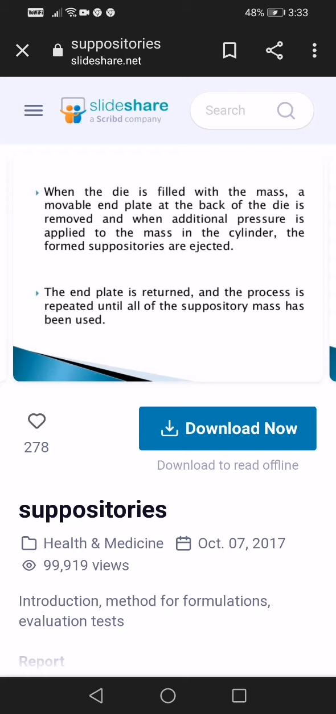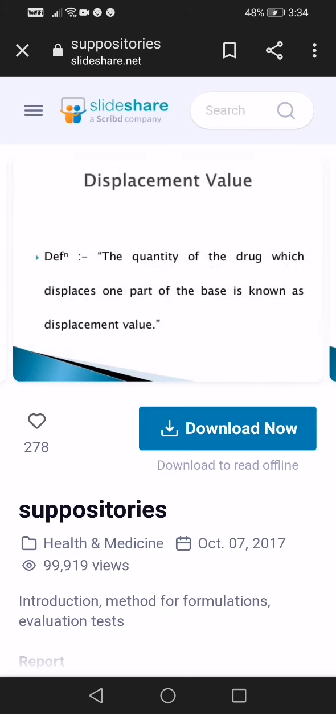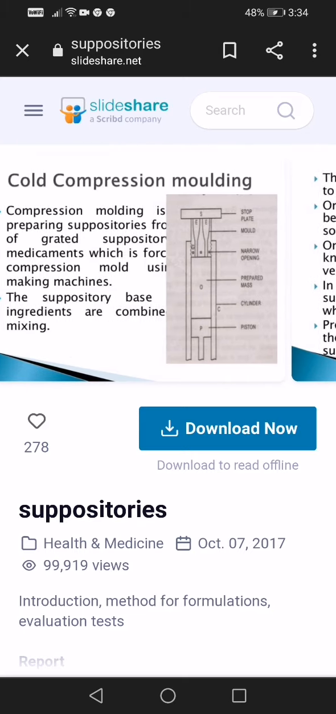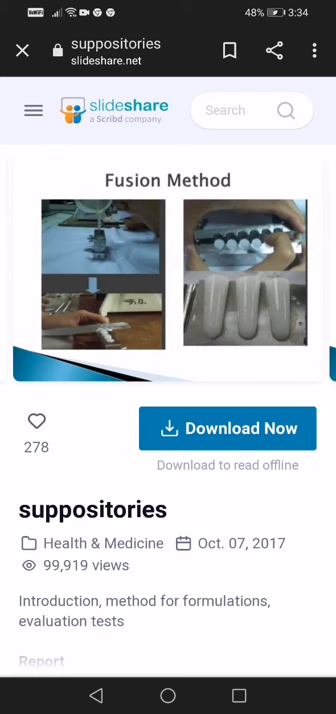When the die is filled with the mass, a movable end plate at the back of the die is removed, and when pressure is applied to the mass in the cylinder, the formed suppositories are ejected. The end plate is returned and the process is repeated until all the suppository mass has been used. So these are all the methods of preparation of suppositories. You have to write about these with a suitable diagram. You can use this diagram, or you can also draw by hand: a machine, and one instrument which is going to separate. After separation you will get the different types of suppositories.